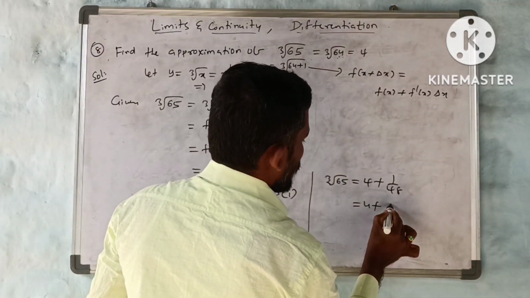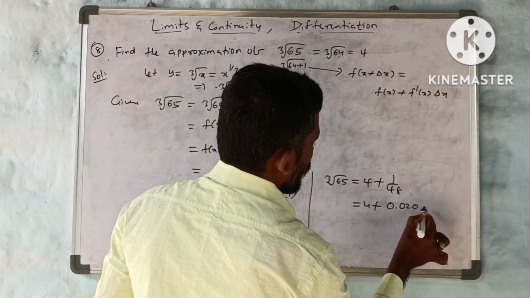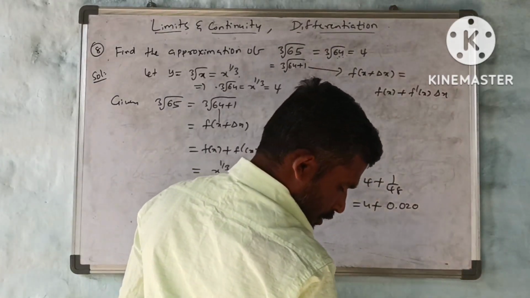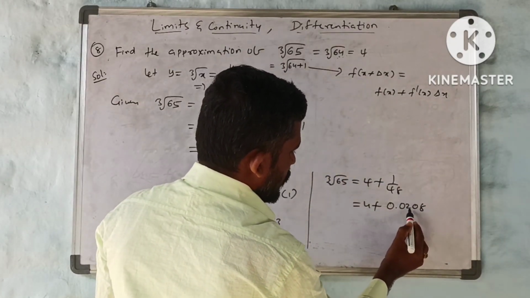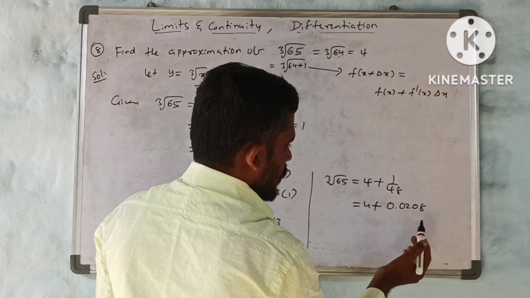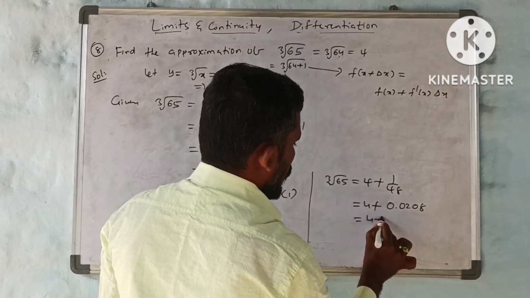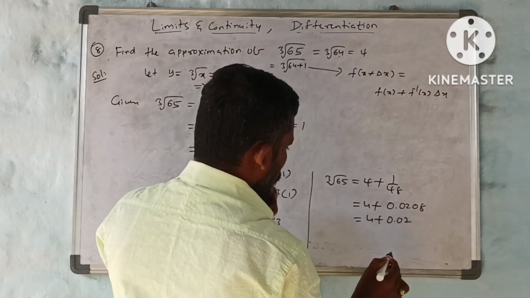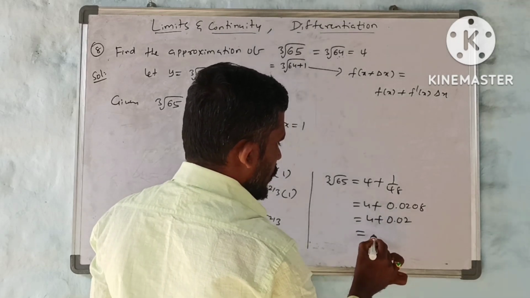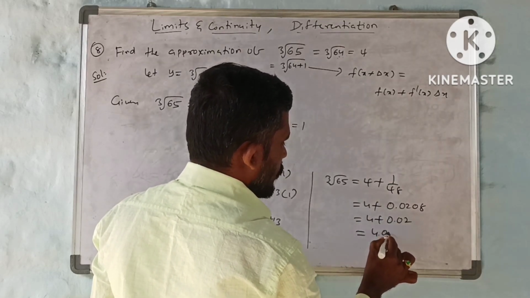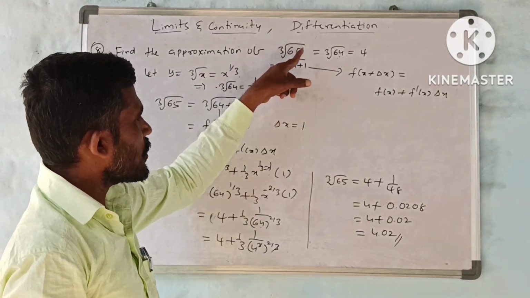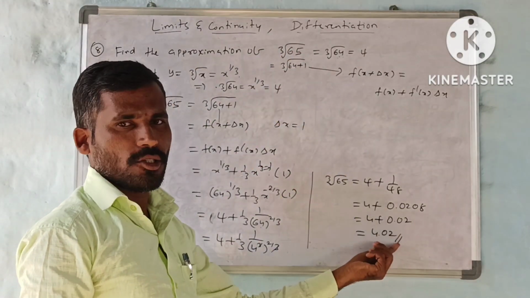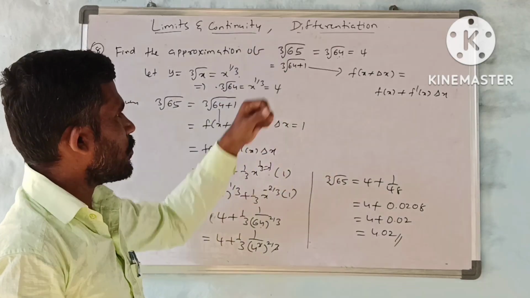0.020, and so on, we are getting 8 like that. So after 2 digits we have the 0, so that is less than 5 only. So that's why I am taking only up to 0.02. So 4 plus 0.02 is 4.02, the required answer. Okay, cube root of 65 value is 4.02. That is the approximation of this one here.